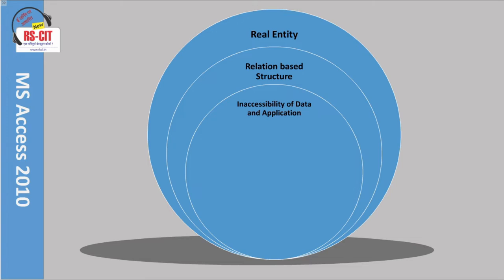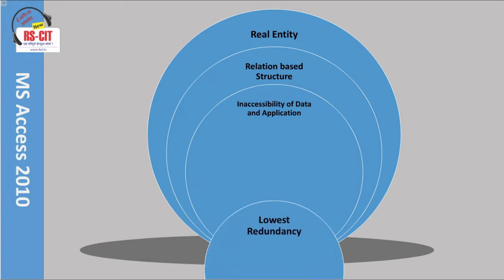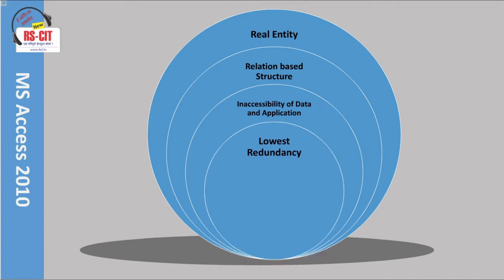DBMS also stores metadata, which is data about data, to ease its own process. Lowest redundancy. DBMS follows the rules of normalization, which splits a relation when any of its attributes is having redundancy in values. Consistency. Consistency is a state where every relation in a database remains consistent. There exist techniques and methods which can detect attempts of leaving the database in an inconsistent state.